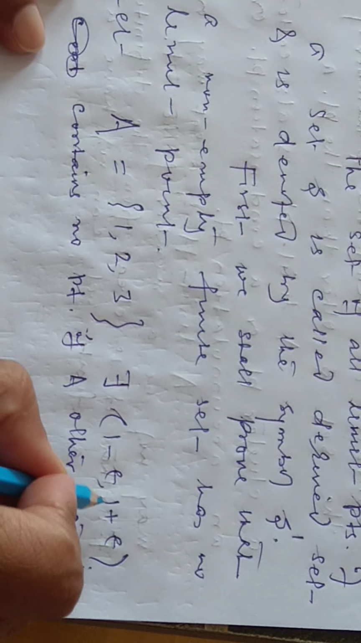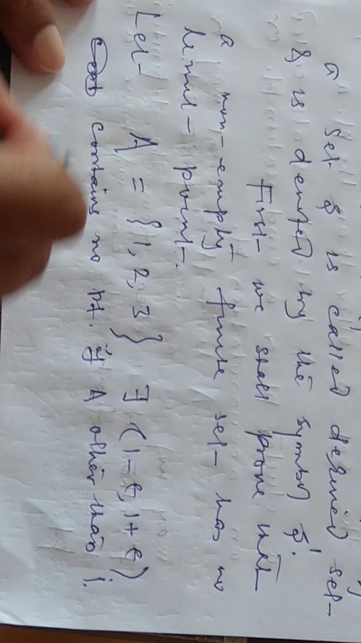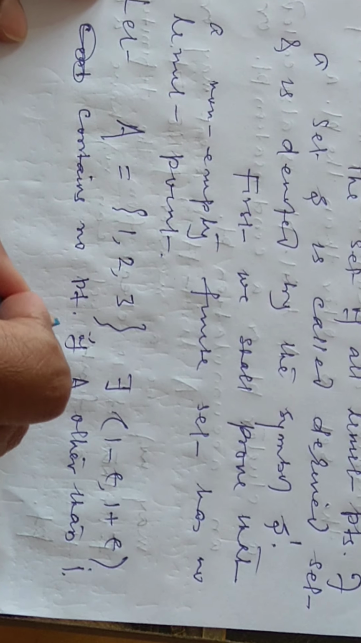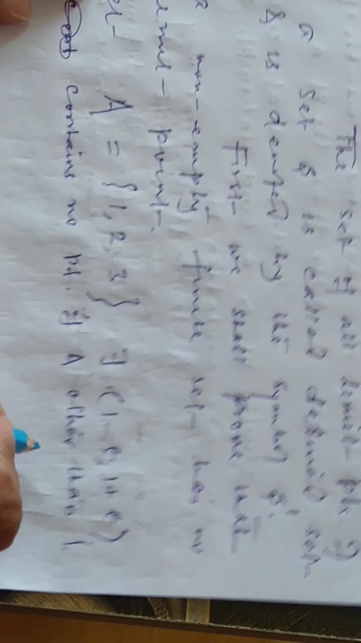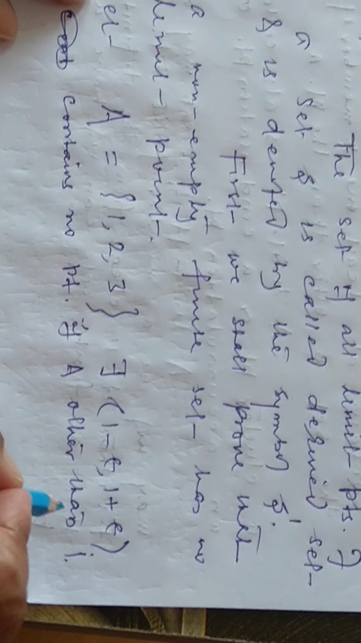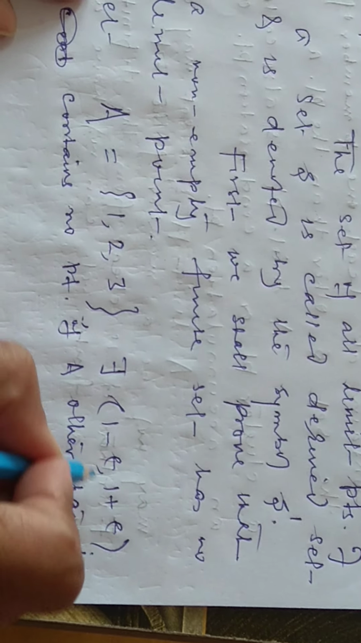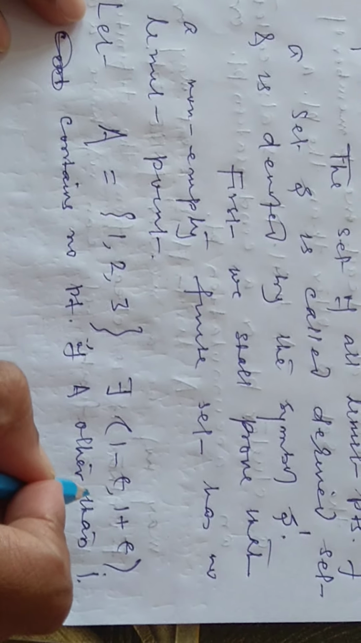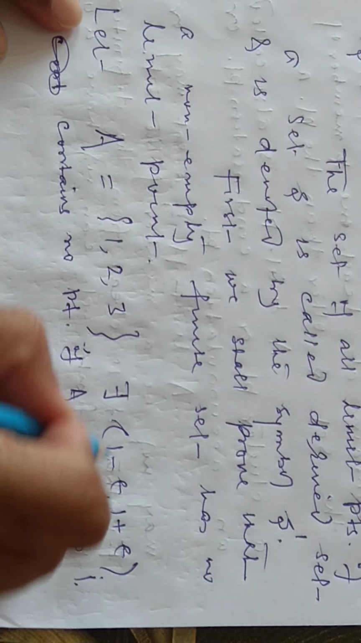First, we shall prove that a non-empty finite set has no limit point. For this, let us consider a very small set like A is equal to the set containing the points 1, 2, 3. There exists a neighborhood (1 minus epsilon, 1 plus epsilon) of 1, which is a member of A, that contains no point of A other than 1. Actually, the neighborhood of the point 1 contains an infinite number of real numbers which are not members of the set.